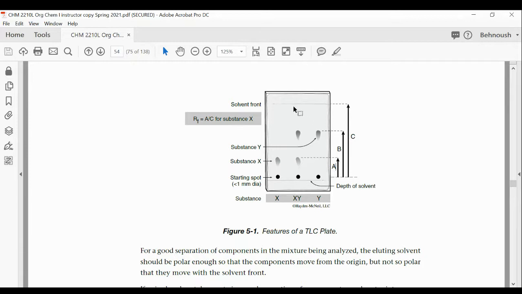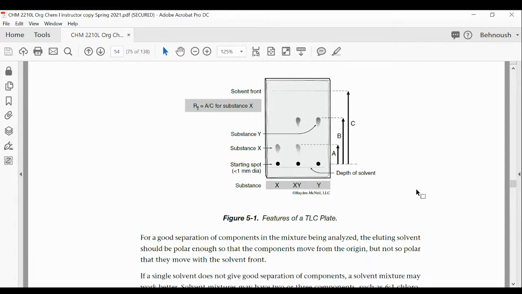If your unknown, let's say, comes up to this level very high and none of the known samples moves there, that means you don't have enough known samples, so your unknown is not any of the known samples. Then you have to try adding more possible compounds to the plate. But if it's a mixture, it would show multiple spots.